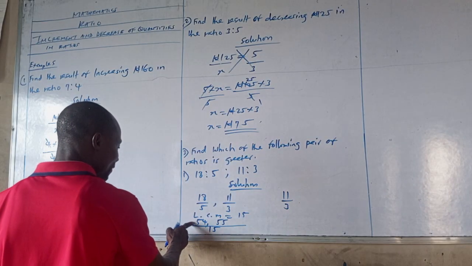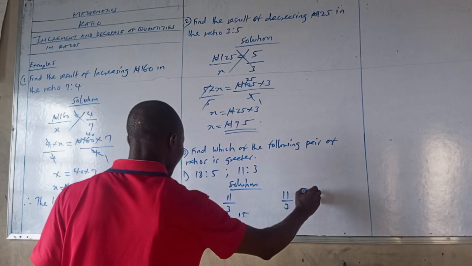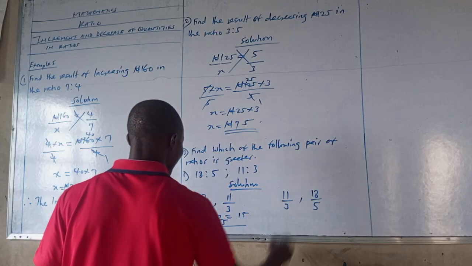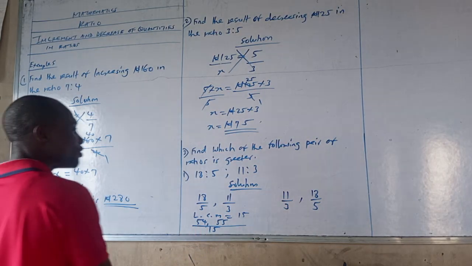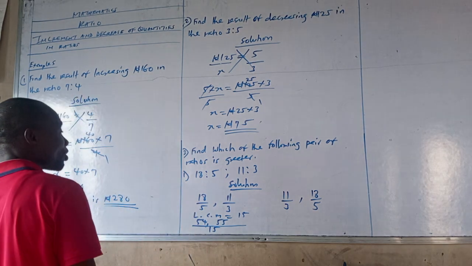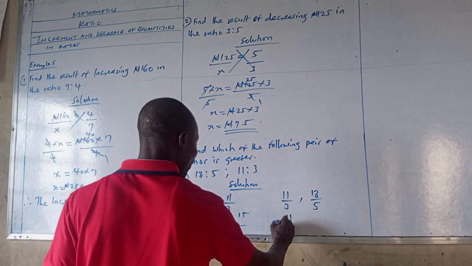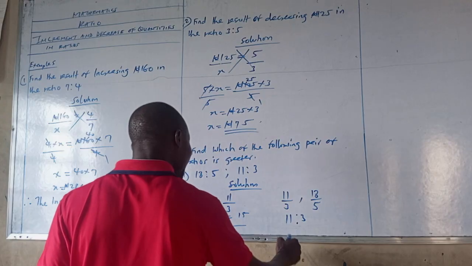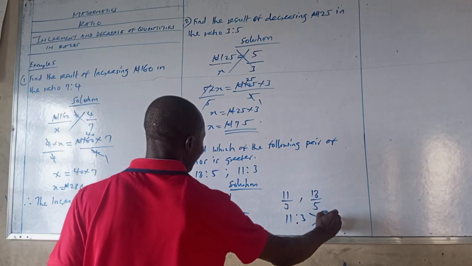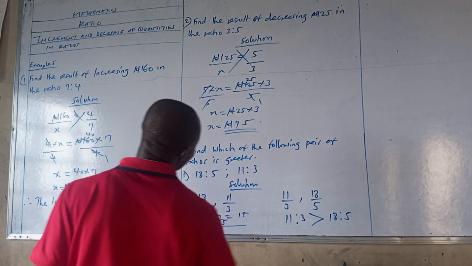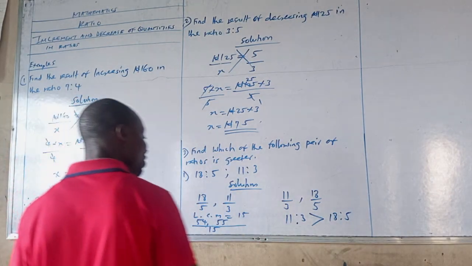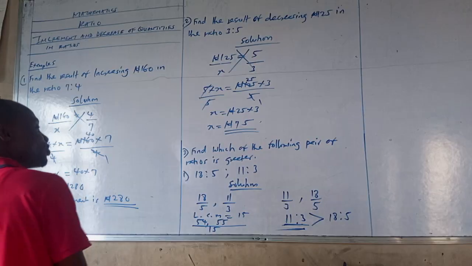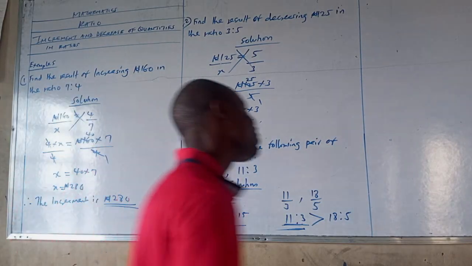While the answer that gave us 54 is 18 over 5. So the ratio that is greater is 11 over 3, meaning 11 ratio 3 is greater than 18 ratio 5, using the LCM method. So this one, 11 ratio 3, is greater compared to 18 ratio 5.